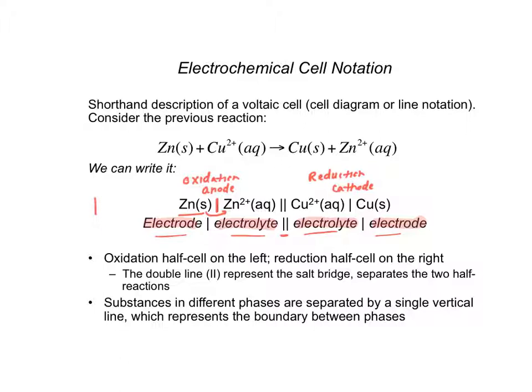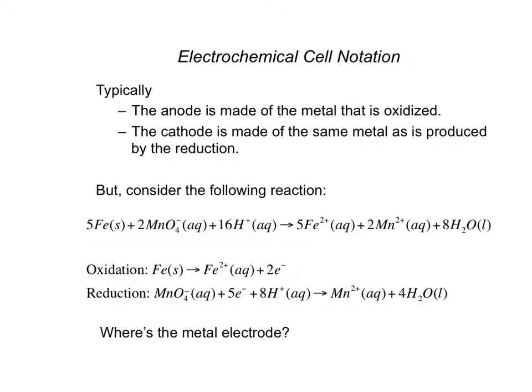Okay, so that's great. Moving on. Now, typically, with respect to redox reactions, the anode, the electrode at which oxidation occurs, tends to be the metal that is actually oxidized, right? Whereas the cathode, which is the electrode at which reduction occurs, tends to be the metal that is actually reduced. Sometimes, though, that's not the case.